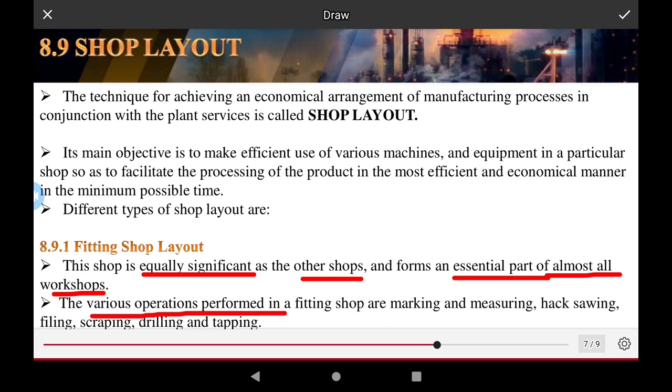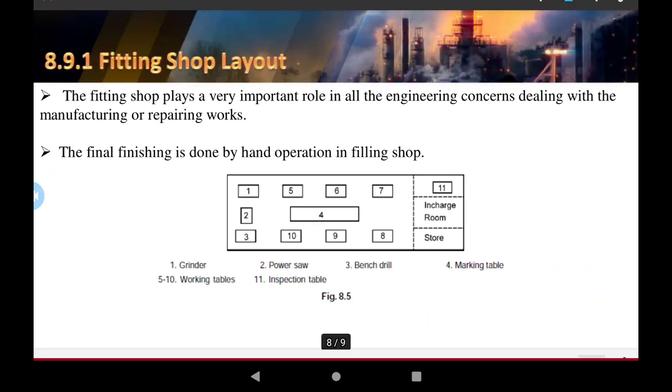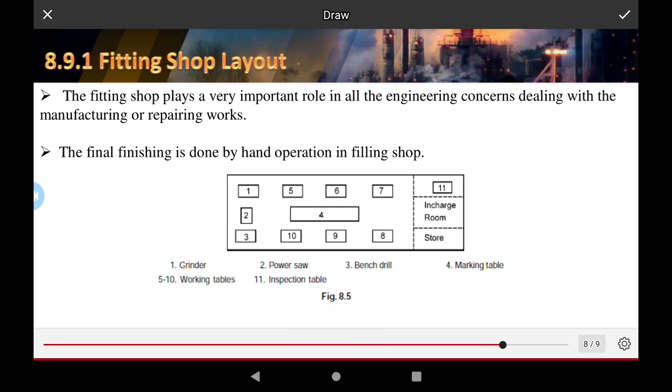This is the marking and measuring department of the industry. The operations performed are hacksawing, fitting, clamping, drilling, and tapping. The fitting shop plays a very important role in engineering concerns, dealing with the manufacturing and repairing of works. The final sawing is done by hand using a fitting saw.